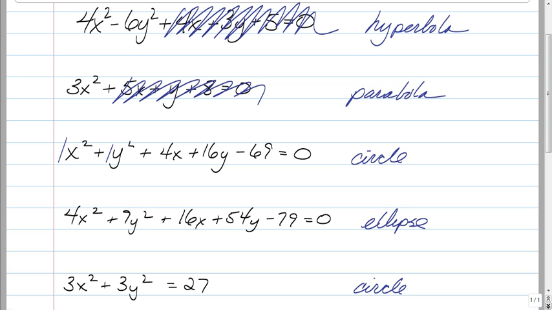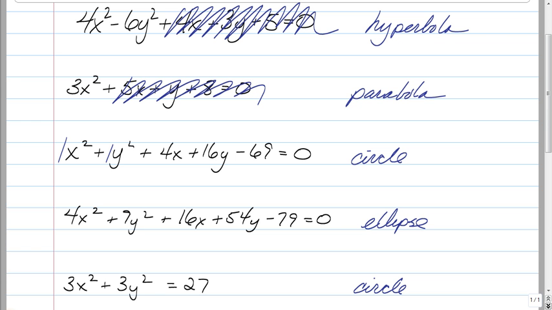How did I know? Because we have a positive x squared, a positive y squared, and the number in front is the same. It's not the number in front that makes it an ellipse. It's the fact that the ellipse has two different numbers in front of your squared variables. In this case, we've got a 3x squared and a 3y squared, both positive. It's got to be a circle.